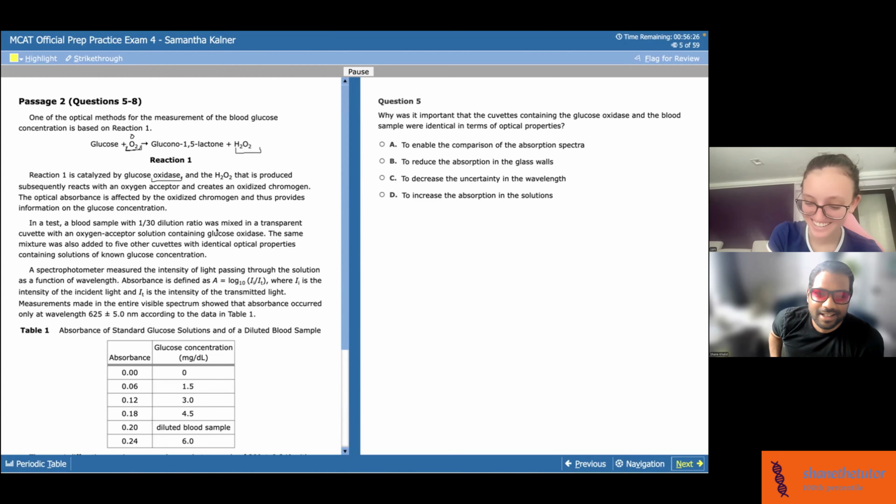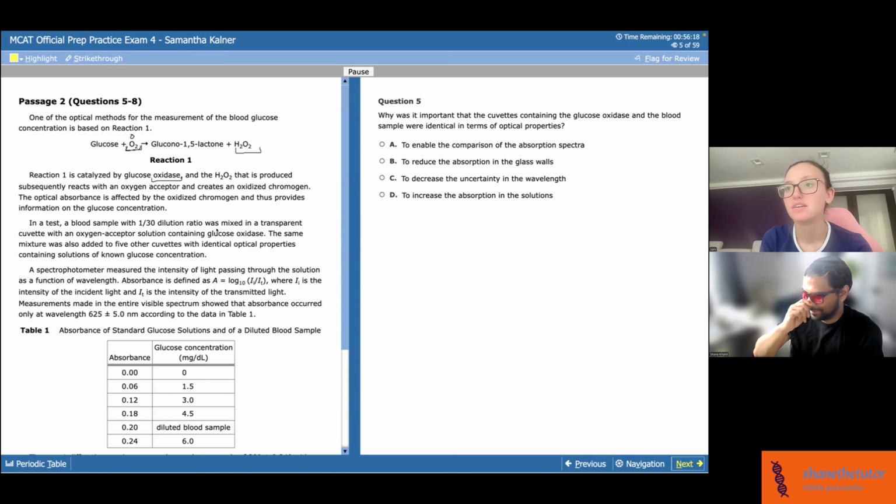Oxidase. What enzyme class? Isn't that one of the ones we were looking at: transferase, reductase, and oxidase? Oxidoreductase, yeah.